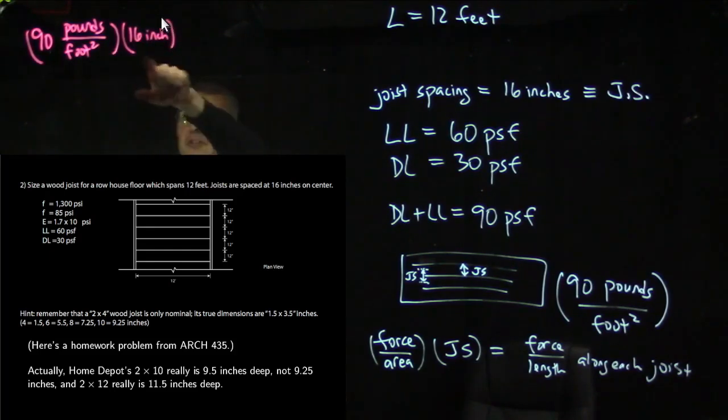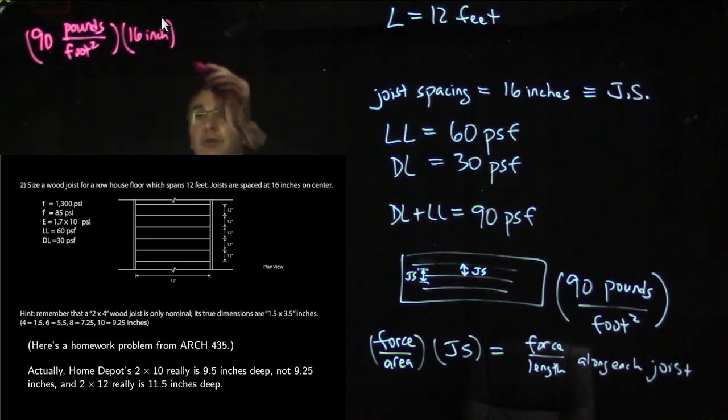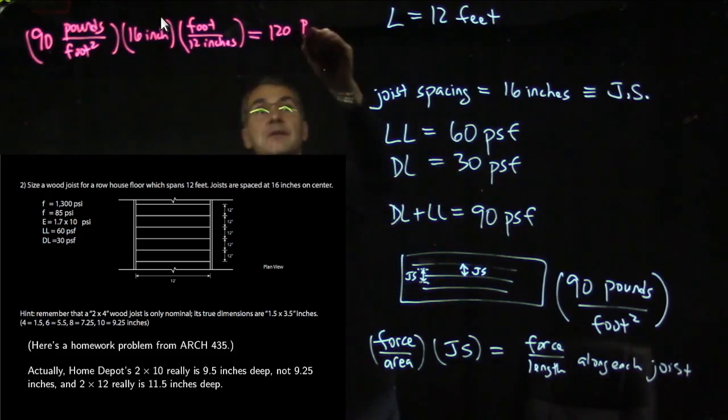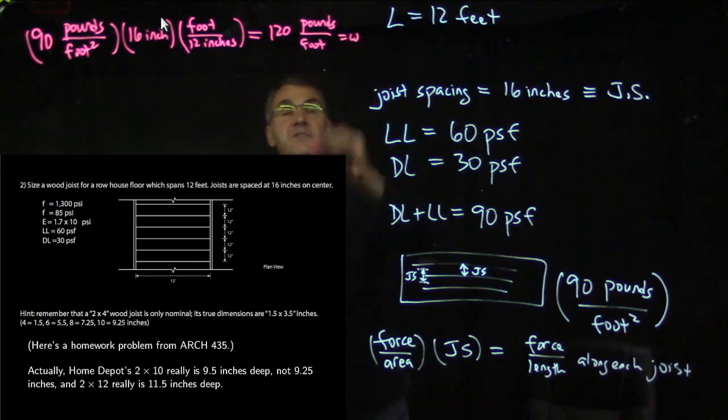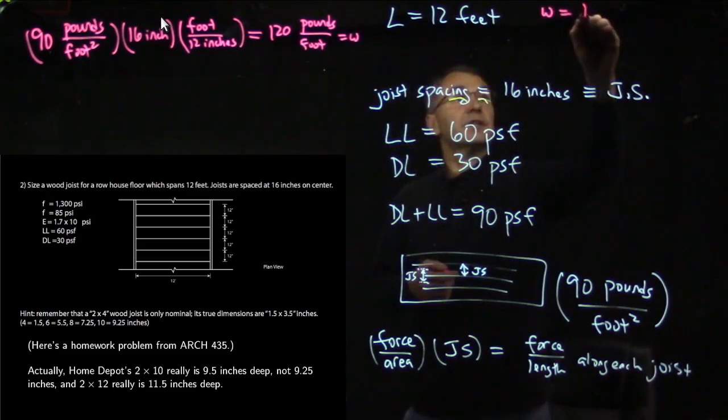So we multiply these together, we'll get force per unit length along one joist, which is what we want, but we have to do a unit conversion. So let's say we have 1 foot per 12 inches. Now we're going to get pounds per foot along the length of the beam. So that is 120 pounds per foot. So that's W, right? That's the load per unit length along the beam. So we have W equals 120 pounds per foot.